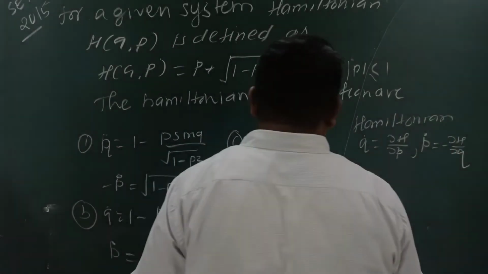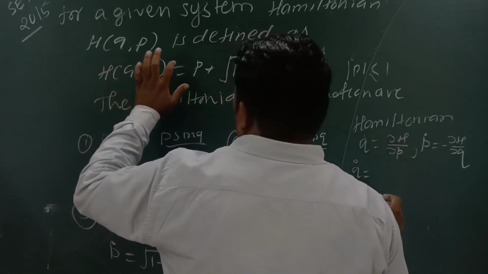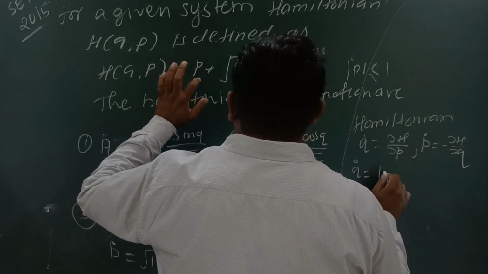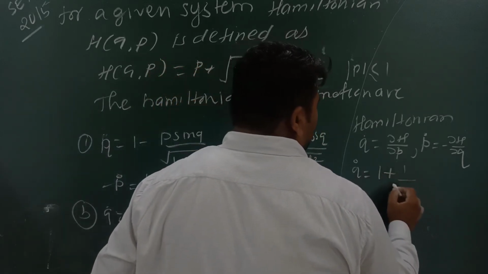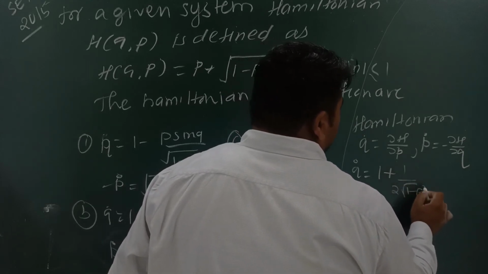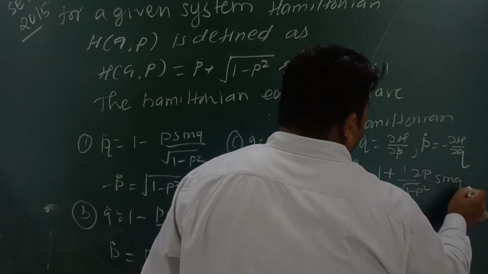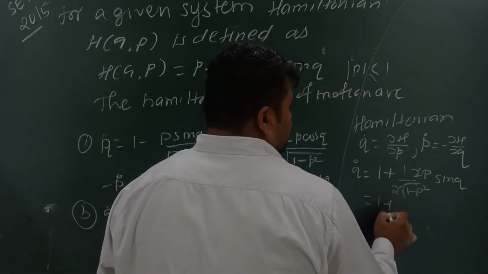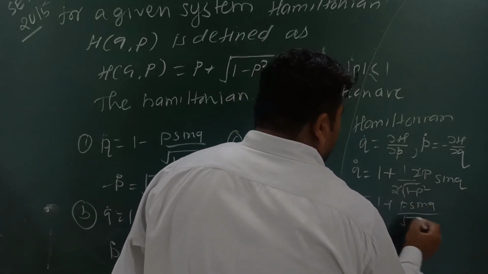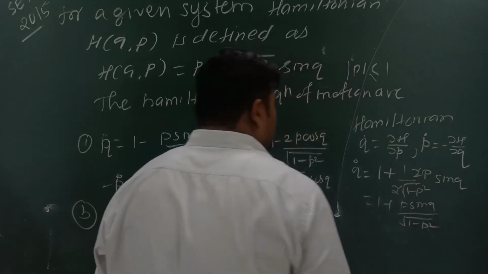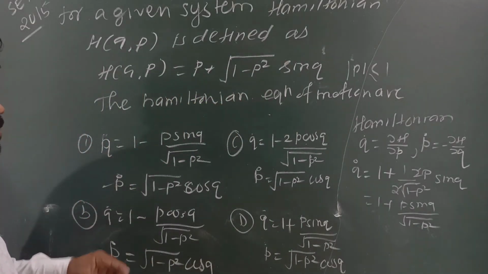Always memorize the minus sign in p dot. Next, find out the q dot. Q dot is equal to dH upon dp. The p derivative of 1 plus root 1 minus p square means 1 upon 2 root 1 minus p square, and the derivative of p square is 2p, into sin q. These two get cancelled, means simply 1 plus p sin q upon root 1 minus p square. This is the q dot. And which option is equal to this one?